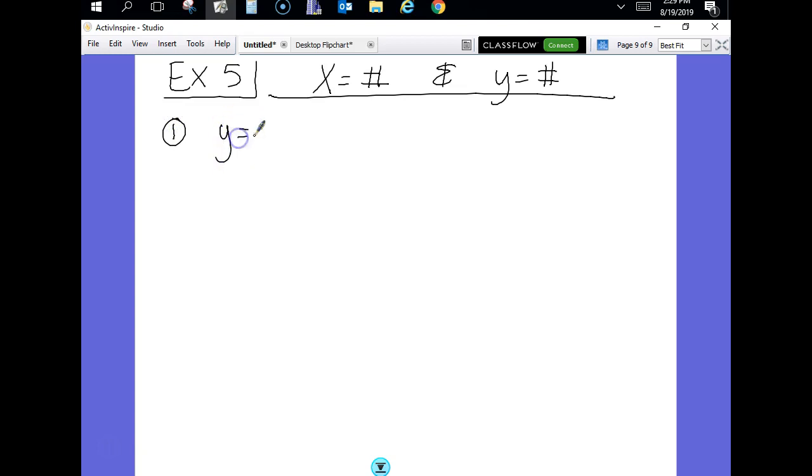Suppose I told you y equals 2. That's a line. Notice that there's no x there. That's a constant line, right? And here's another one: x equals -3.